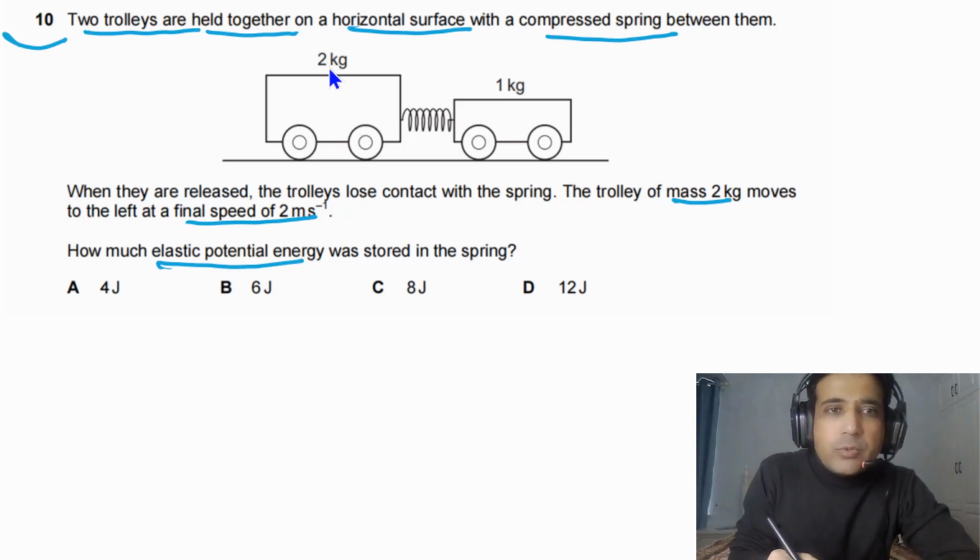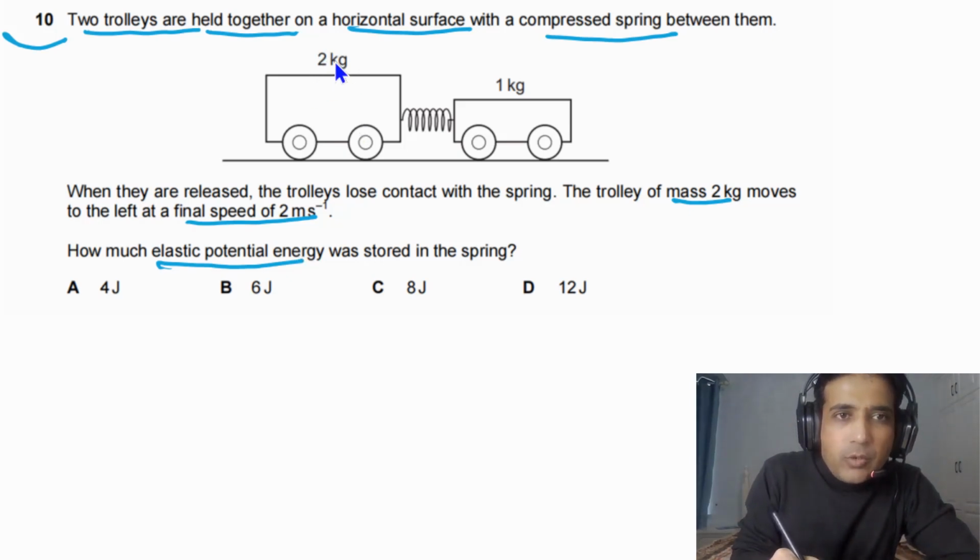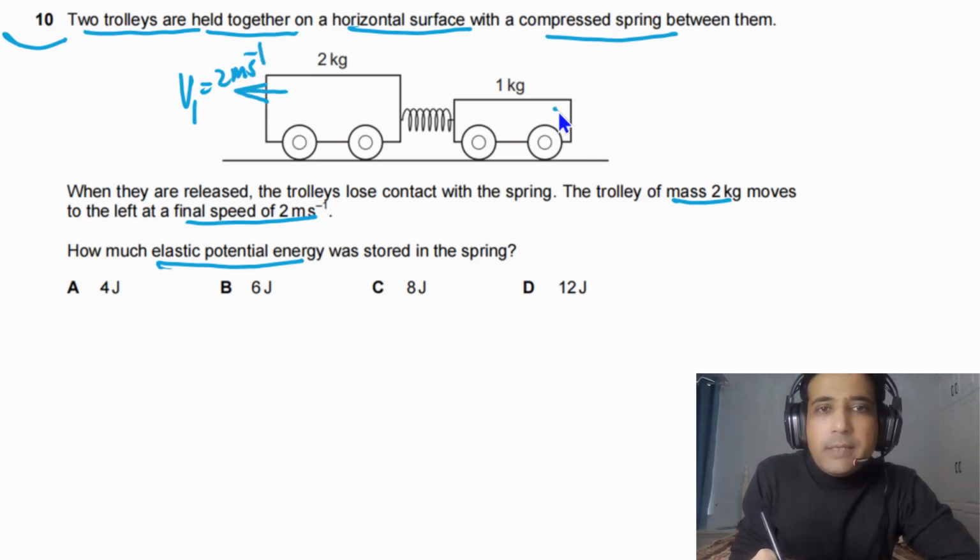For this question, we have the speed of the trolley of mass 2 kg. The speed of this one is given, and it goes to the left. So we can say the speed of this one is v1, and that is equal to 2 meters per second. And the speed of this other trolley we need to find out. Let's say the speed of this trolley is v2. So we need to find v2.